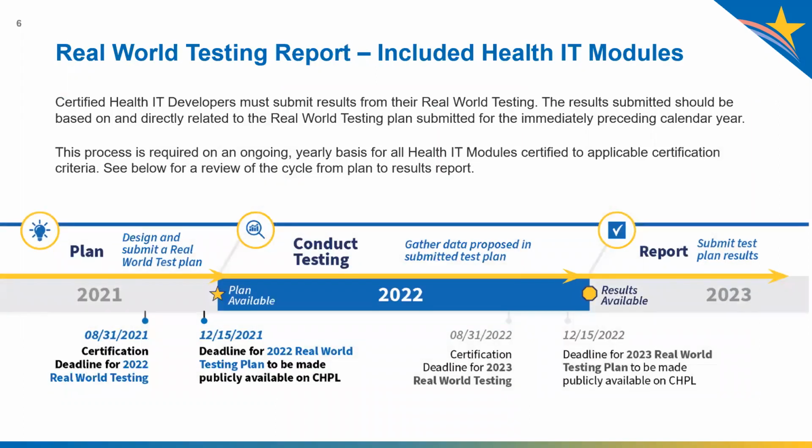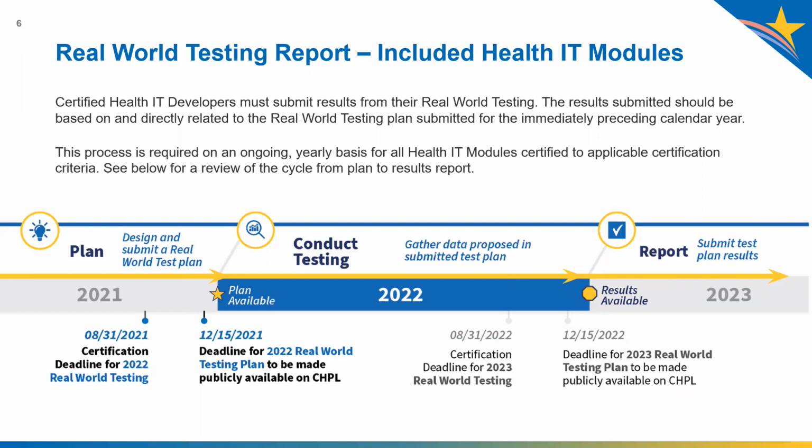So, to get into real-world testing and reporting on those results, which modules should be included in your results reports? The results reports must be submitted every single year, and the results submitted should be based on and directly related to the real-world testing plan submitted for that preceding calendar year. This is a process that is required on an ongoing yearly basis.